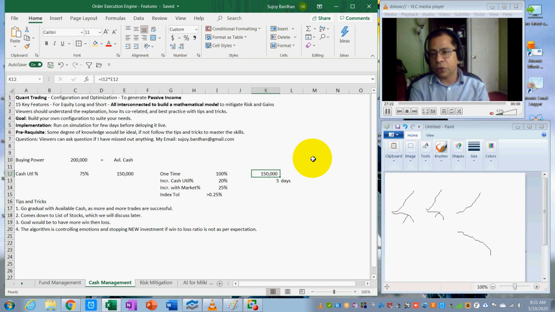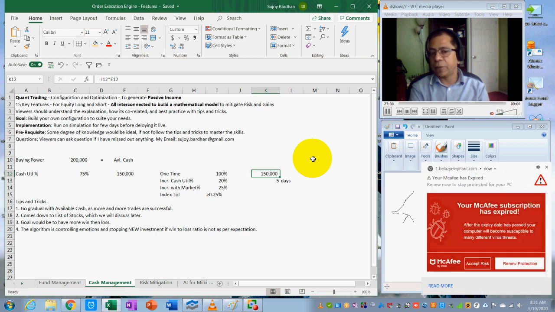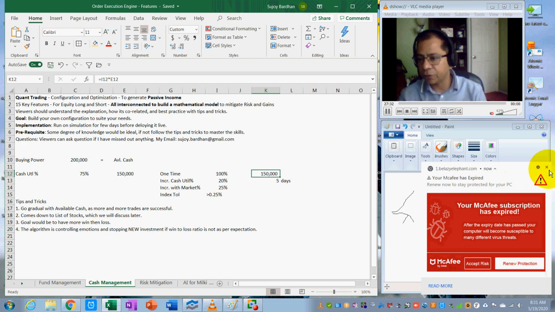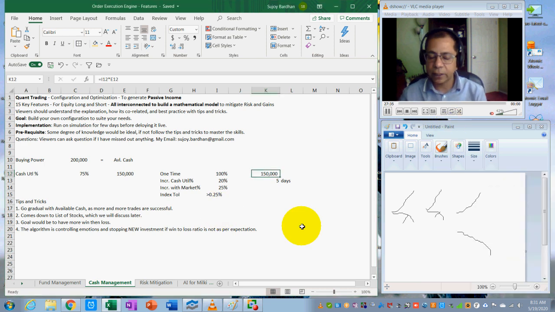So with your success ratio of 90 to 10 or 80 to 20, you will be heading towards pretty decent passive income at that point of time. So having said that, I don't think I have anything more to address here when it comes to the combination of fund management and cash management. But in case you have questions, feel free to ask me.